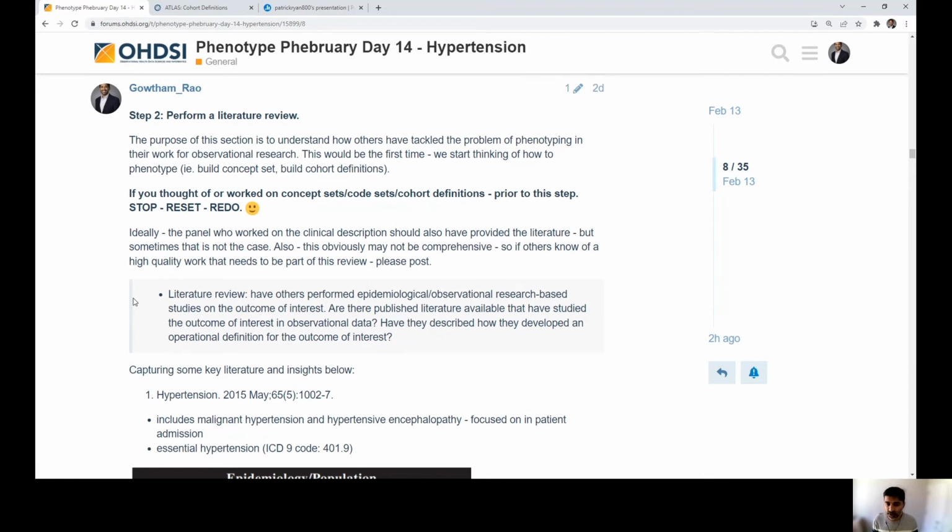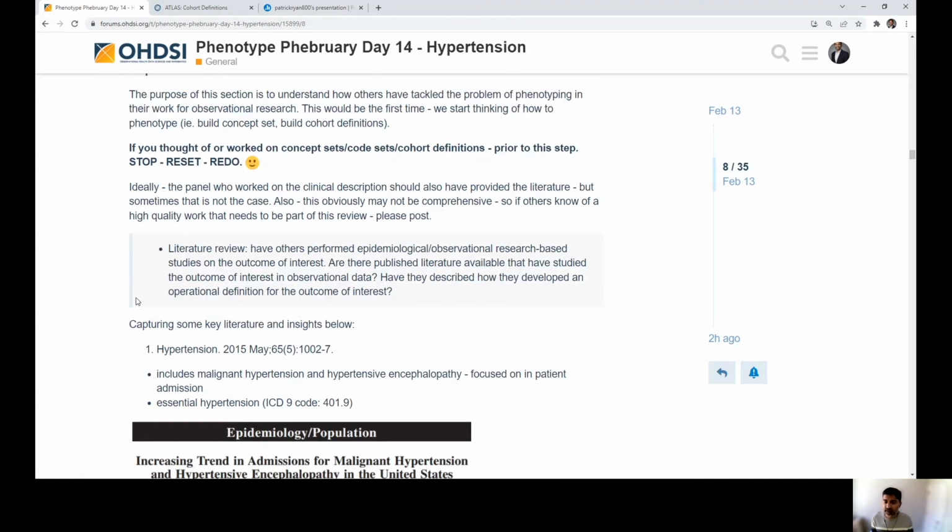Next step is to do a literature review. Now, we want to build on other people's work. We don't want to start something from scratch. How have others tackled the problem of phenotyping and observational research? This is the first time I think we should start thinking about building concept sets and building cohort definition. We should not be working on tools like Atlas at this time, in my opinion.